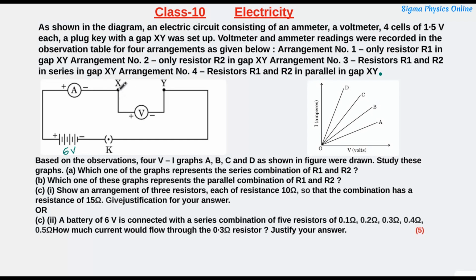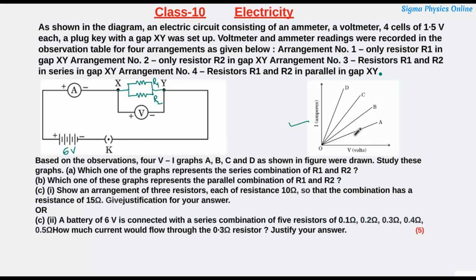Now in the first arrangement, only the resistor R1 is connected and the current is noted down. In the second case, only R2 is connected and the current is noted down from the ammeter. In the third arrangement, resistors R1 and R2 are connected in series and the corresponding current is noted down. And lastly, in the fourth case, the resistors R1 and R2 are connected in parallel and the corresponding current is noted down. After the data was calculated, it was plotted in a graph which is shown here.